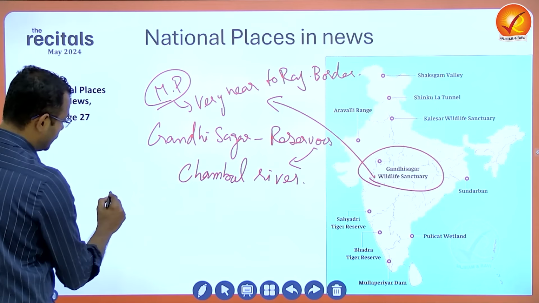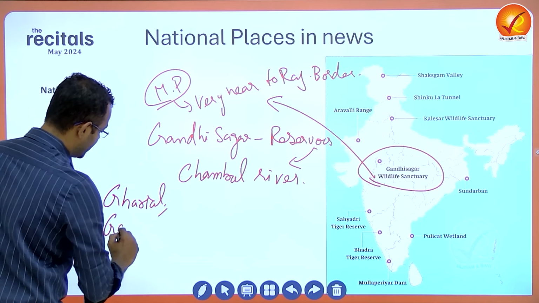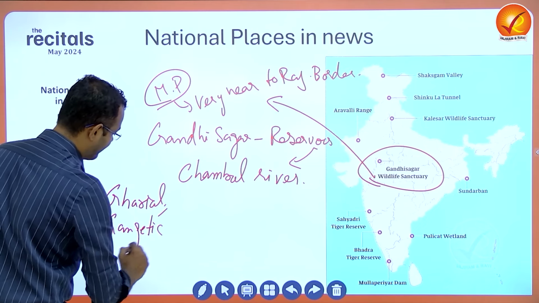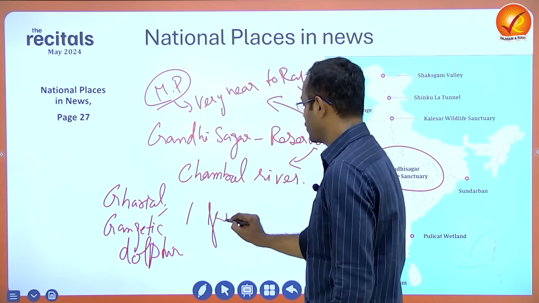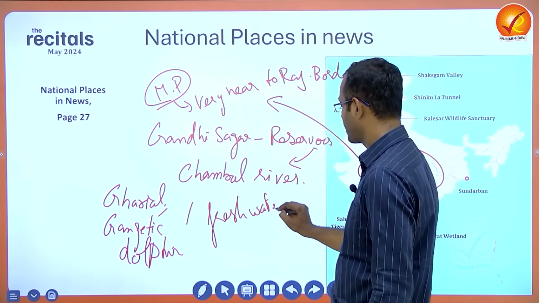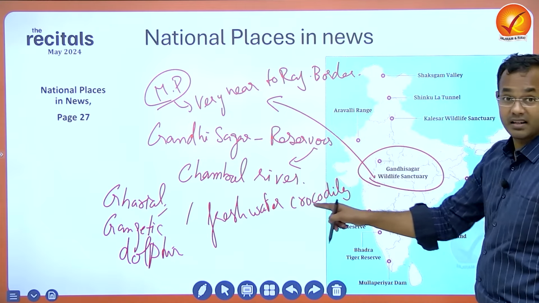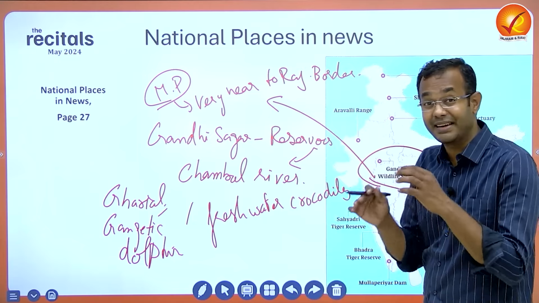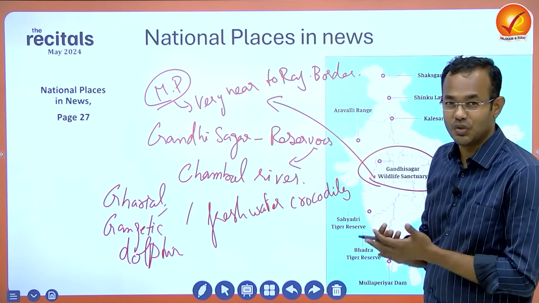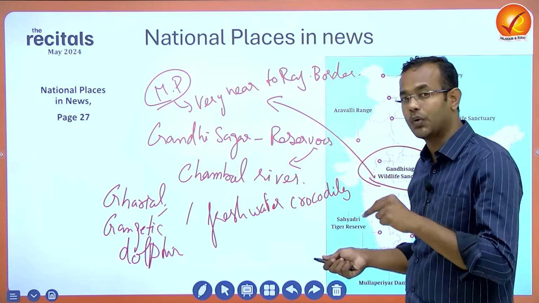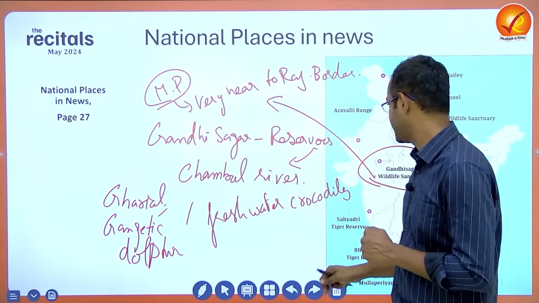Important wildlife includes gharial, gangetic dolphin, freshwater crocodiles. These are the three major things we mentioned on river biodiversity. Apart from this, the Gandhi Sagar Wildlife Sanctuary has been in the news because it has been identified as the second home for the cheetahs, which have been reintroduced into the Indian subcontinent.